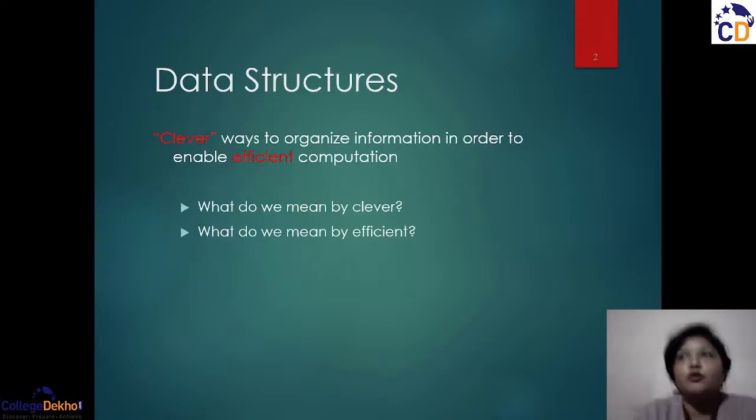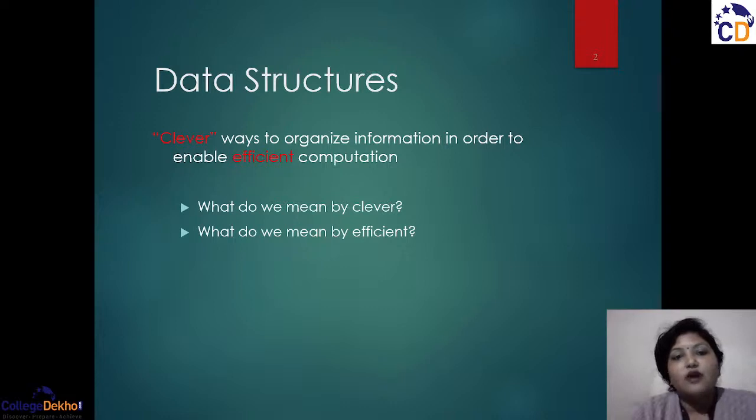First of all, we need to understand what is data structure, right? From the base, what is data structure? Data structure is a structure which is storing some data, some information. So what are the clever ways, what are the efficient ways, what is the range of methods we have to organize the information in order to enable efficient computation?